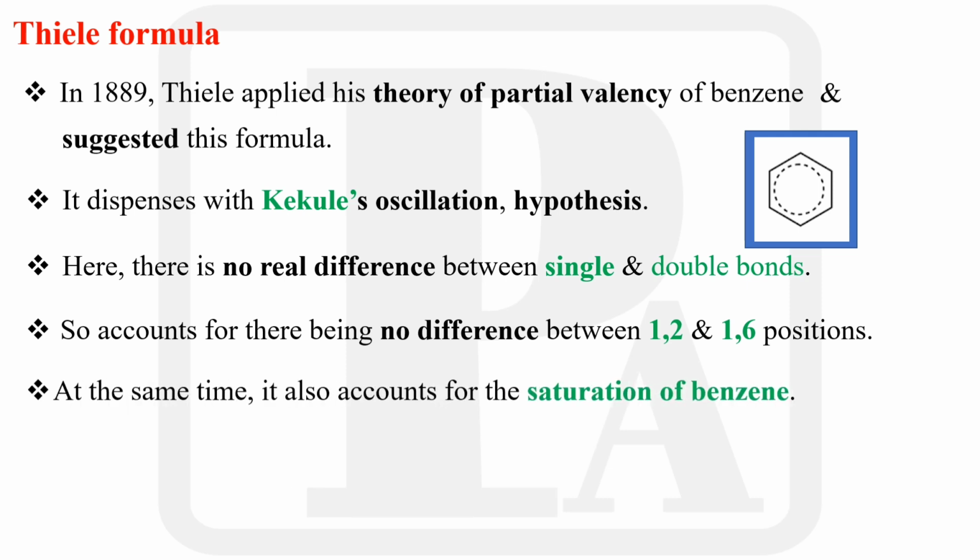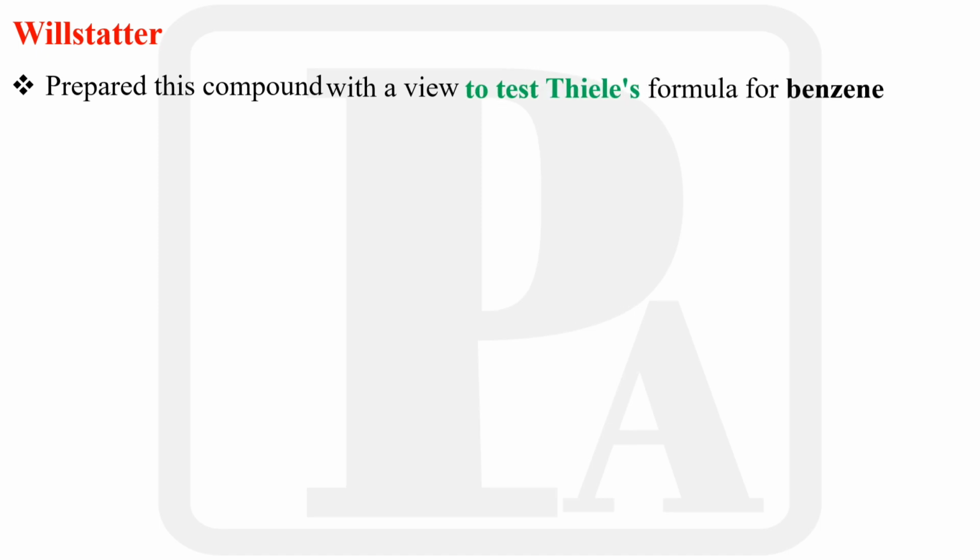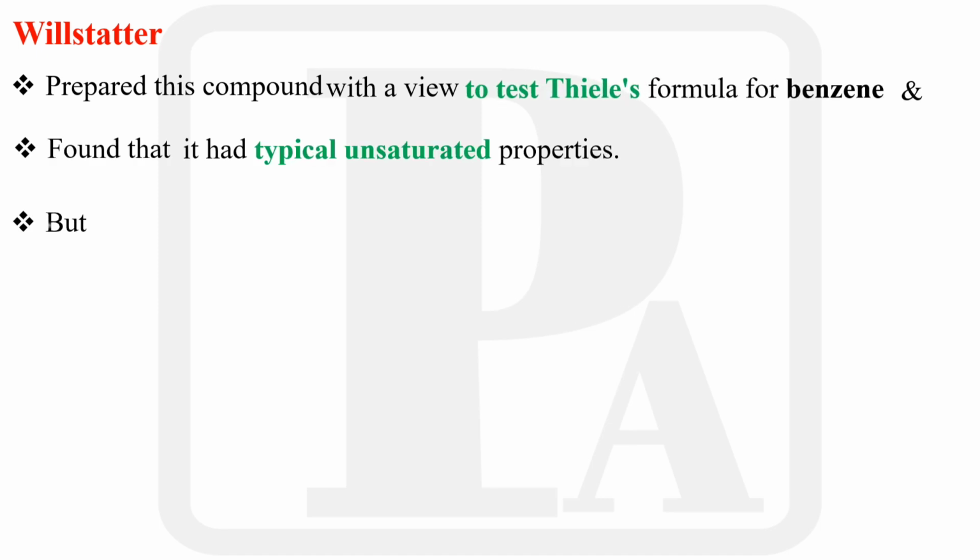If this formula is correct, then the aromatic character, because of the symmetrical conjugation of the benzene ring, means cyclooctatetraene is also exhibiting the aromatic character. Next one is Willstätter, last one. He prepared a compound to test Thiele's formula for benzene, and he found that it is having typical unsaturated properties. But because of a symmetrical conjugation, this is expected to resemble benzene.